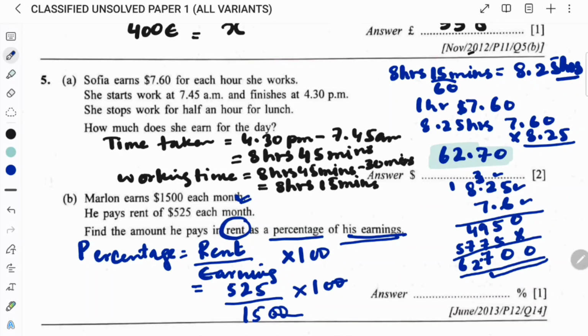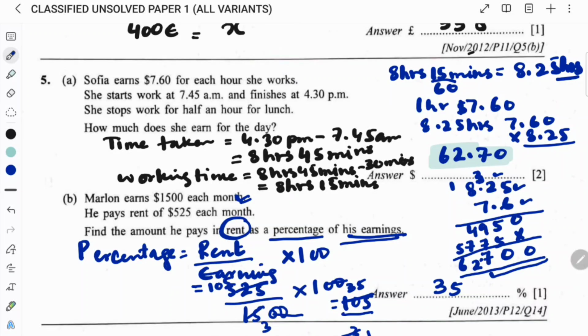So cancel the number of zeros. Okay, 5 times 3 is, you can do by the 5 times table also. 5 times 3 is 15, 5 ones are 5, and then 0, to take 2 digits together, 5 fives are 25. So this is 105 divided by 3. Again 3 times table, 3 ones are 3, and then 3 threes are 9, and 3 fives are 15. So the answer is 35% is the amount he pays in rent as the percentage of his earning in this question.